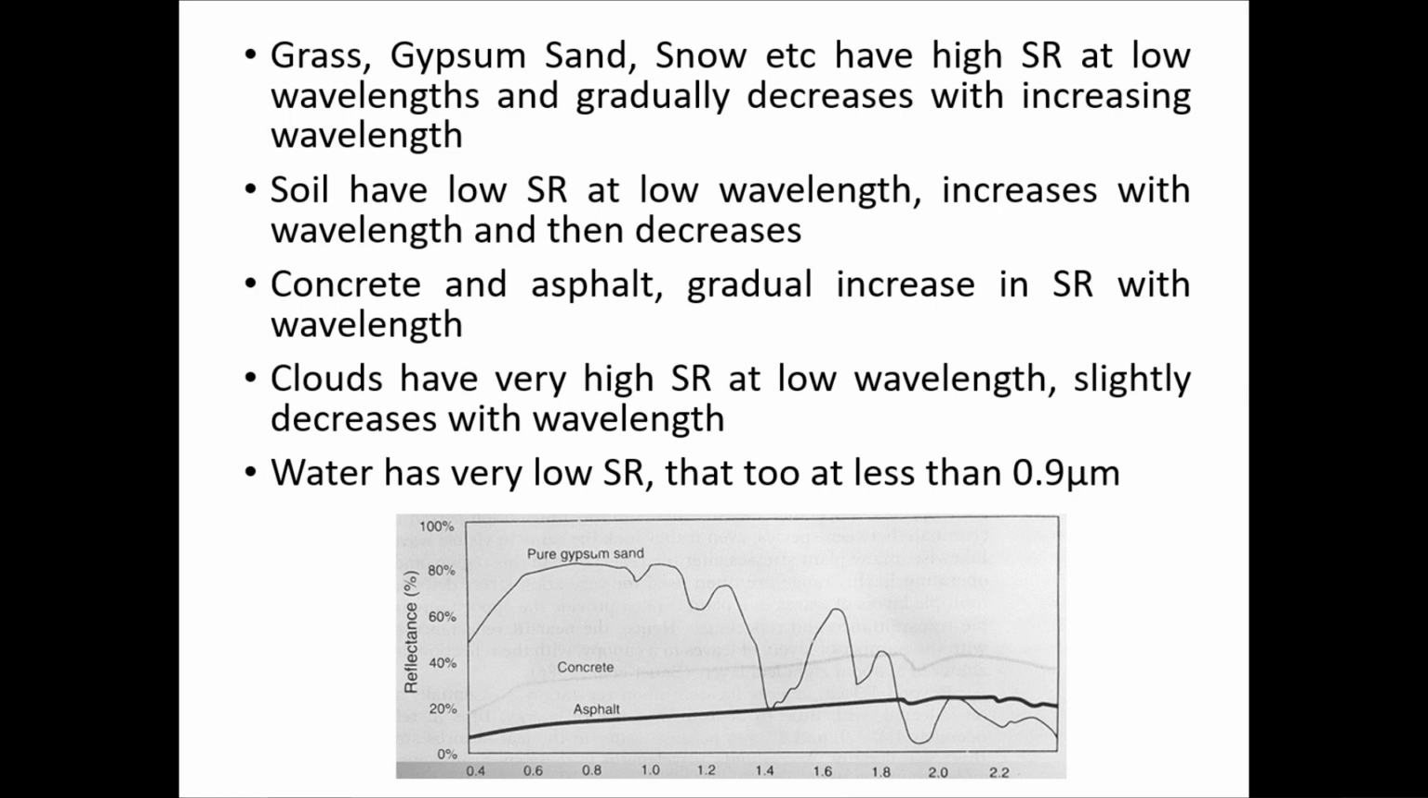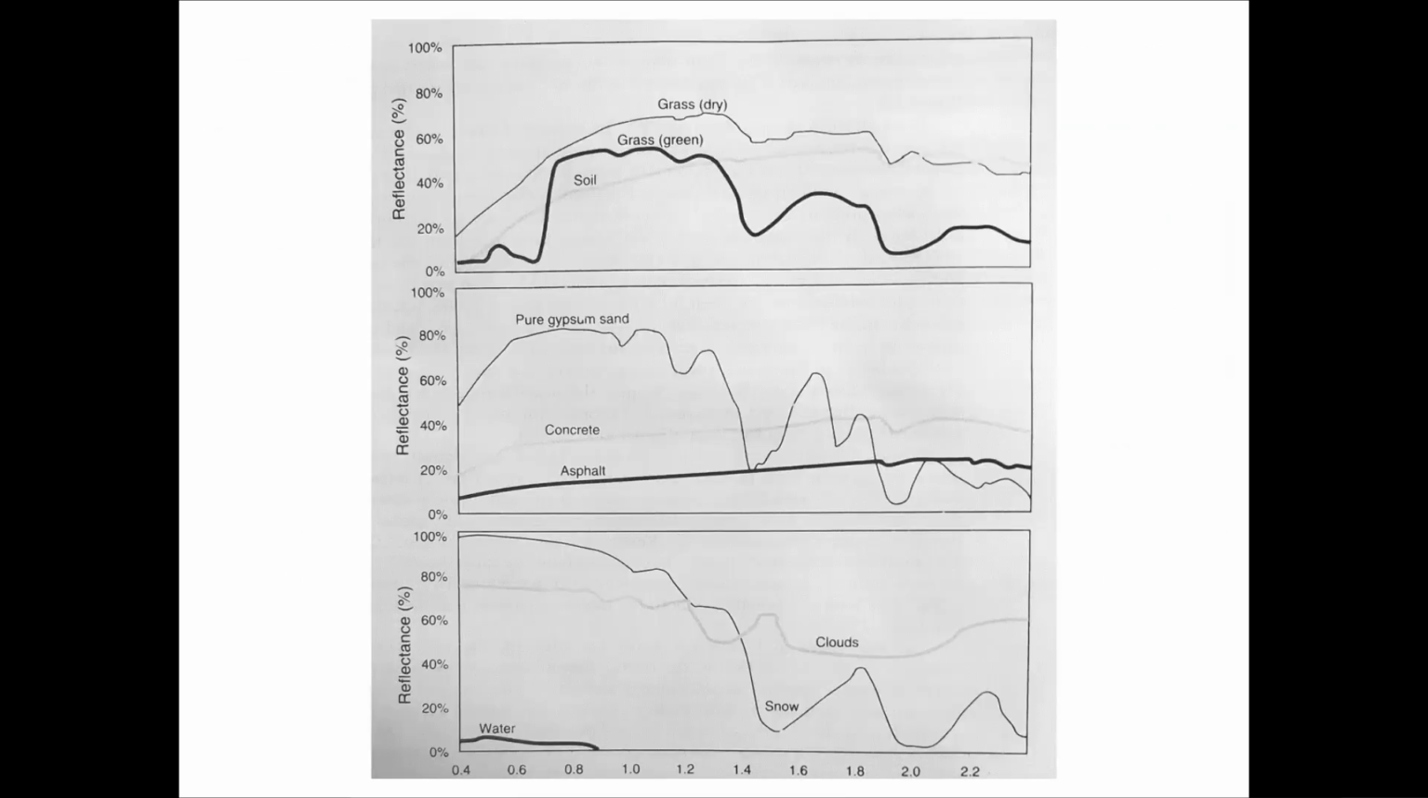On the bottom figure, you can see grass, gypsum, pure gypsum, sand, concrete, asphalt, etc. So here you can see grass, gypsum, sand, snow. Gypsum, sand, grass, snow, they have high spectral reflectance at low wavelengths, and that gradually decreases with an increase in wavelength, right? Are you observing that from the figure? Grass, gypsum, sand, snow, they have high spectral reflectance at low wavelengths, isn't it? And that reflectance gradually decreases with an increase in wavelength.